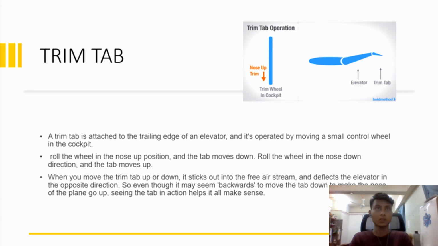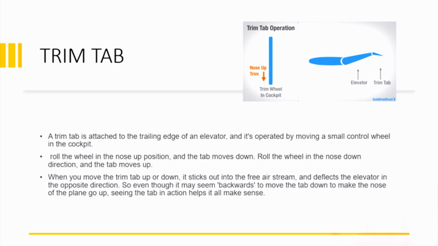Trim tab. The trim tab is attached to the trailing edge of the elevator, and it's operated by moving a small control wheel in the cockpit. Roll the wheel to the nose up position and the tab moves down. Roll the wheel to the nose down position, the tab moves up. When you move the trim tab up or down, it sticks out into the free airstream and deflects the elevator in the opposite direction. So even though it may seem backward to move the tab down to make the nose of the plane go up, seeing the tab in action helps. It all makes sense.